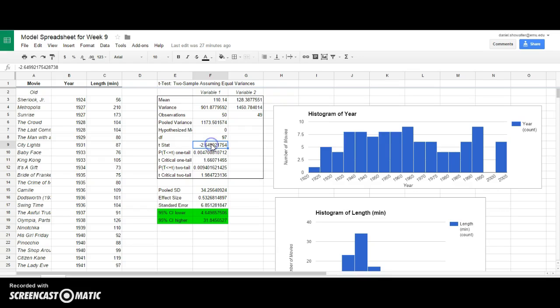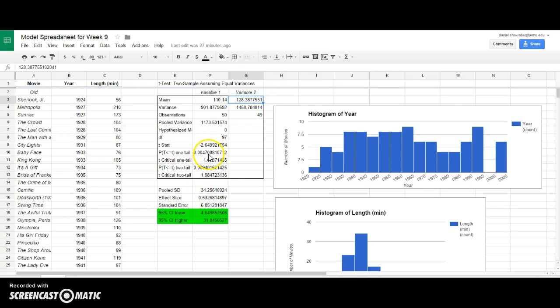So we get our t statistic here. What this means is that the mean of the older movies was negative 2.65 standard errors in relation to the newer ones. In other words, it was 2.65 standard errors below the newer movie lengths. Now, standard errors, what is a standard error? Well, we'll get to that in just a second. But for now, know that that's what that meant.